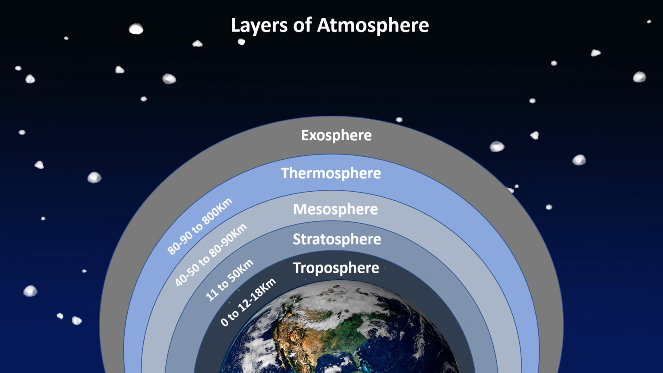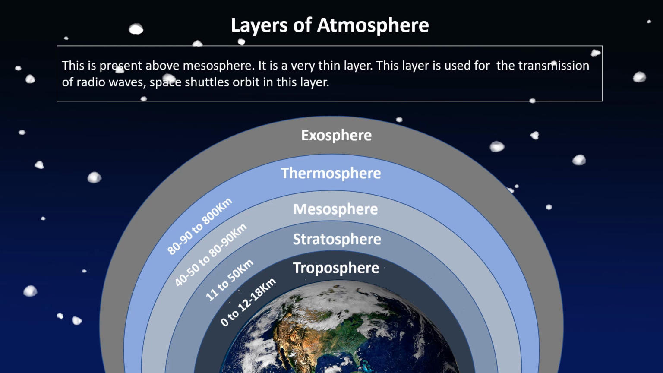Next layer is the thermosphere. This layer extends from 80 to 90 kilometers to 800 kilometers from the Earth's surface, and it is present above the mesosphere. This is a very thin layer, and in this layer the temperature rises significantly. Why? Due to the absorption of high energy solar radiation. This layer absorbs all the solar energy, so the temperature increases very fast. Although the temperature is extremely high, it is not noticeably hot due to the lower density of the molecules.